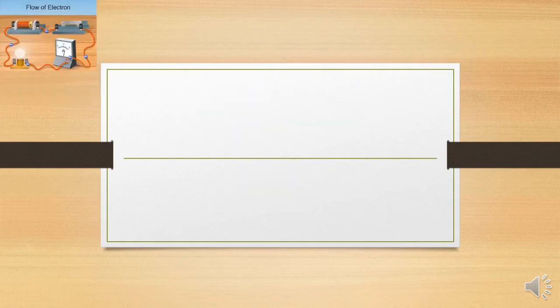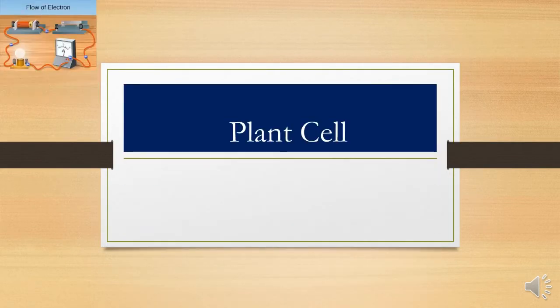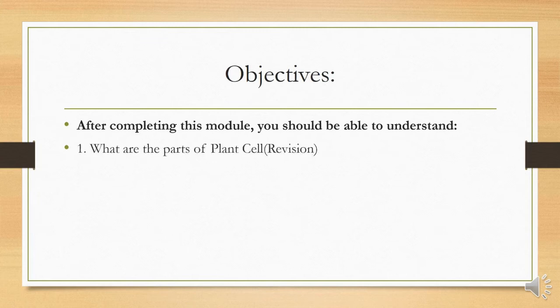Dear students, in the previous lesson, we discussed the plant cell and its structure. Today's lesson we will discuss the parts of the plant cell and their functions. So, the objective of the lesson is to understand the parts of the plant cell, the function of each part of the plant cell, and then a summary.